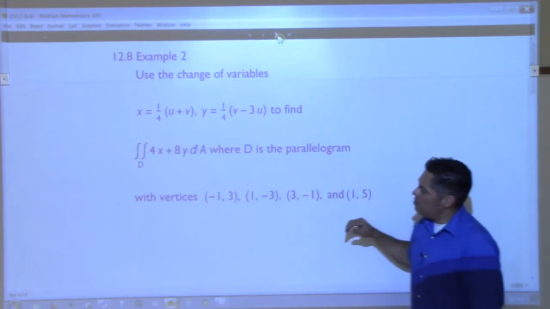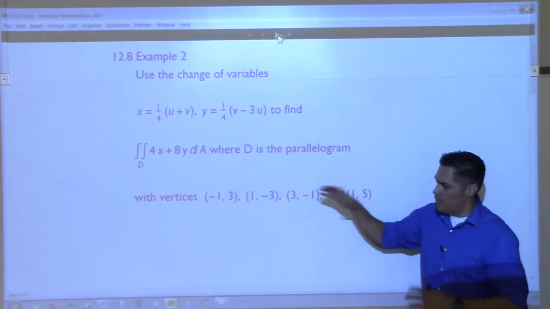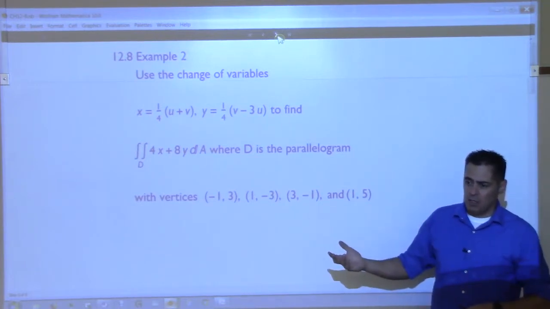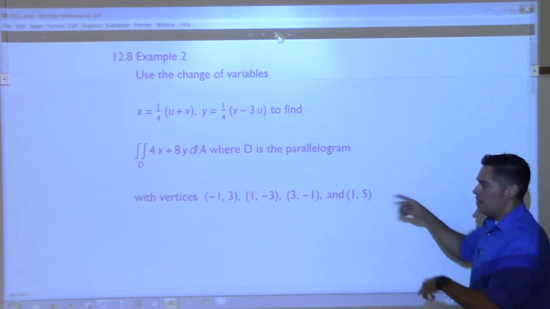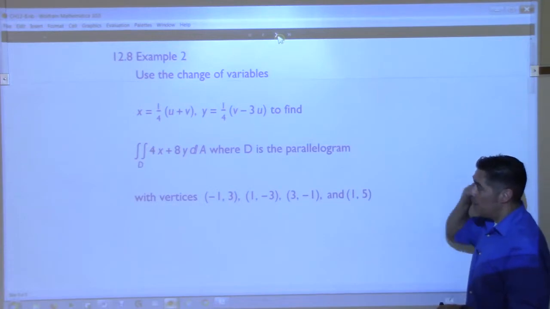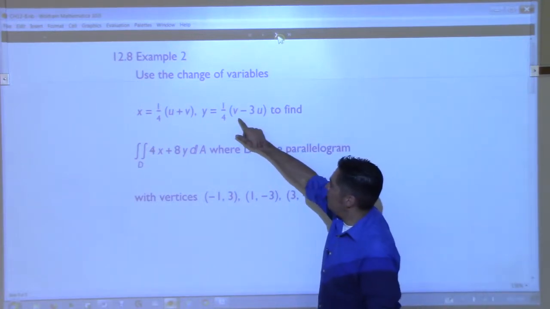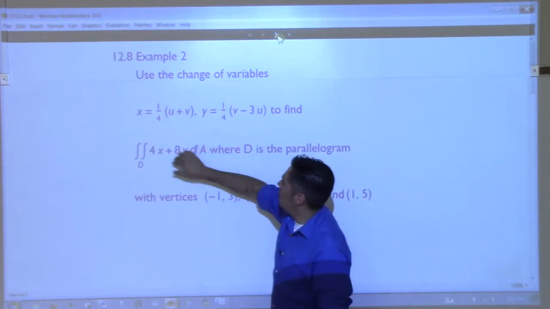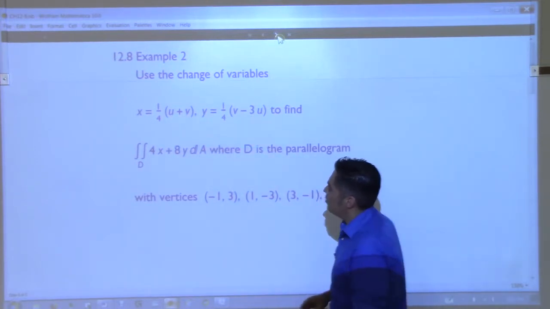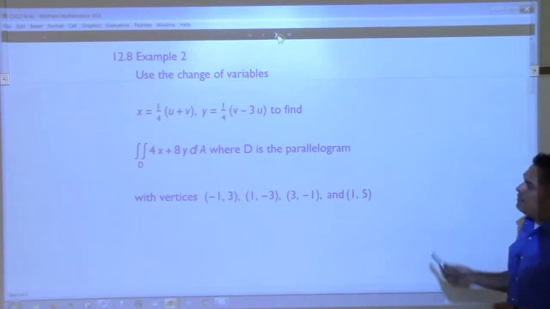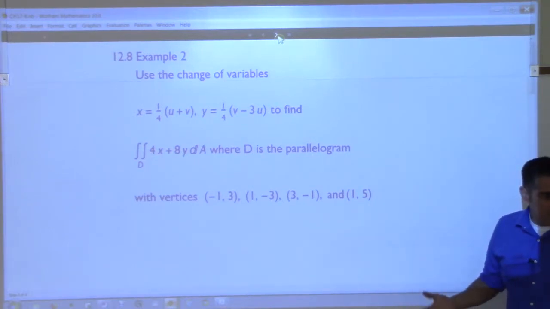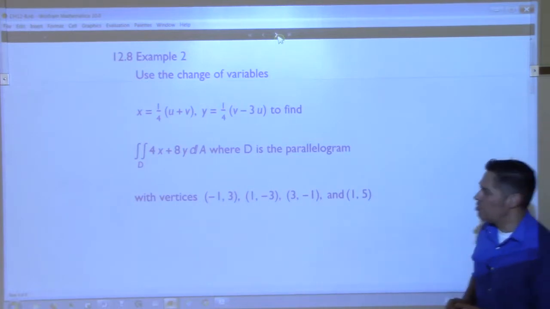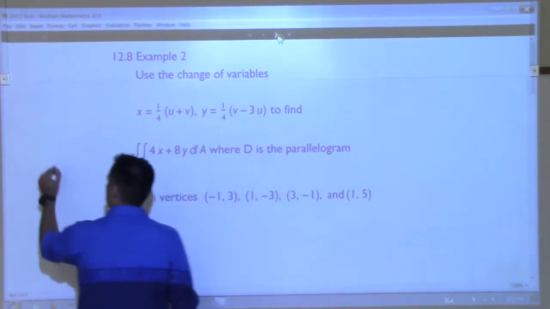And so what we're going to do is take that region D and transform it into a new region, instead of an xy plane, into the uv plane. So we're somehow switching x over to something that's a function of u and v, and the y is going to be switched over to a function of u and v. And then from there, we're going to do the double integral. So let's see what this region looks like first. Okay, let's draw the region in the xy plane.